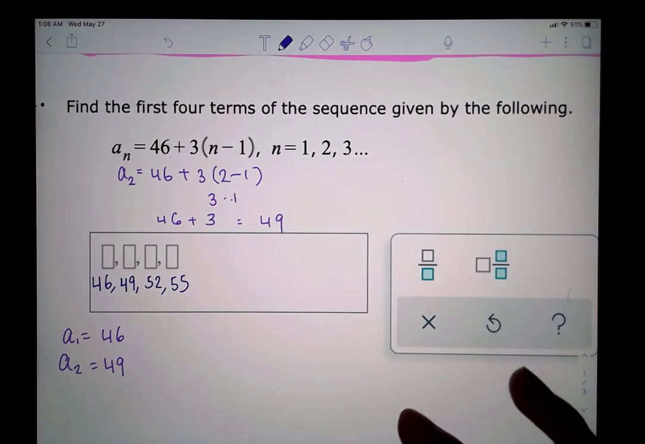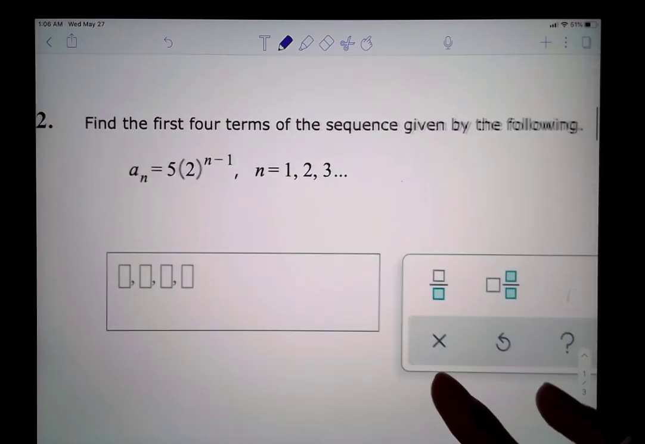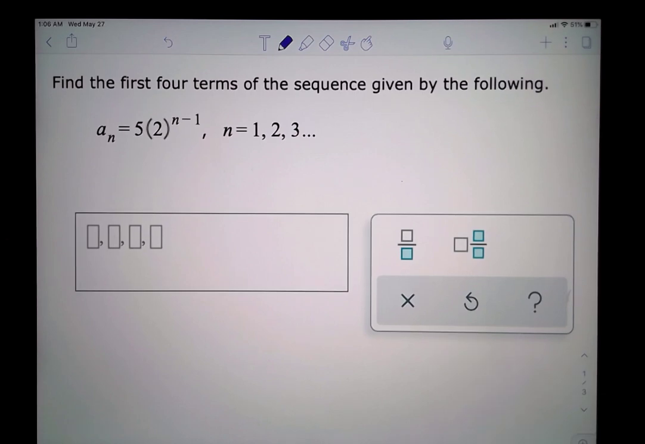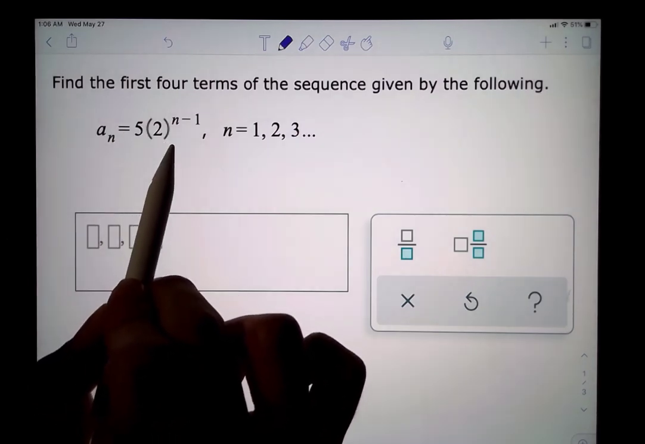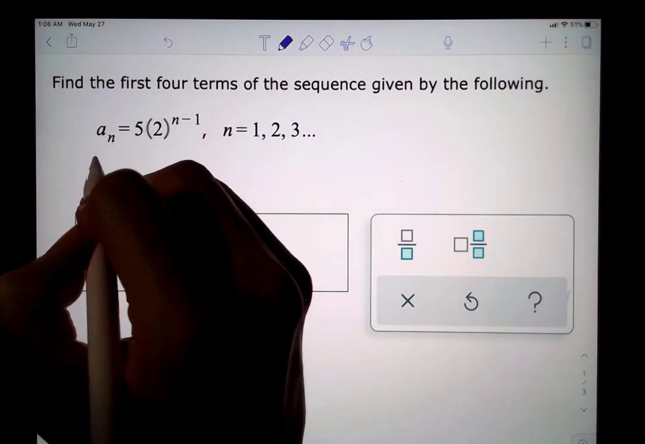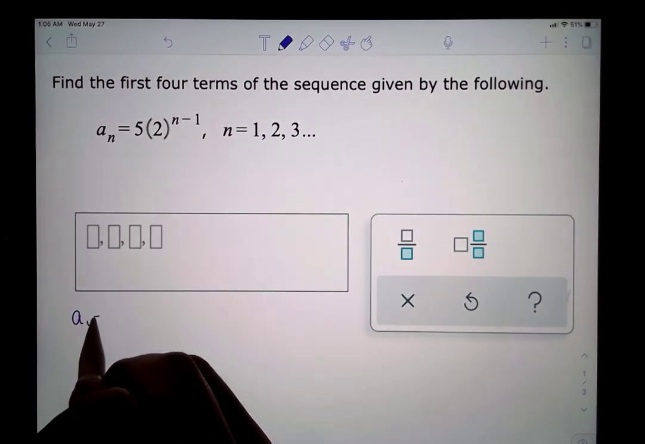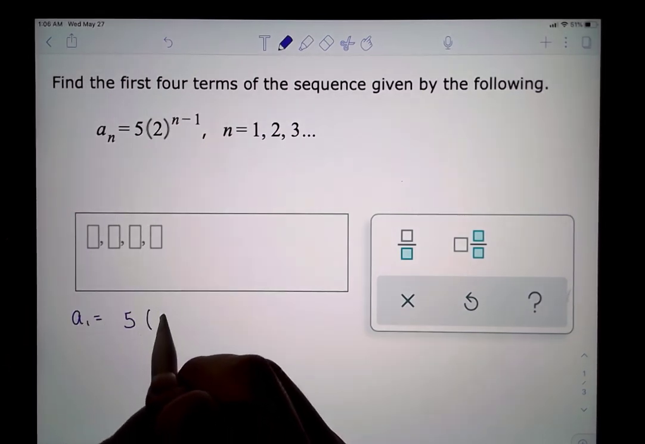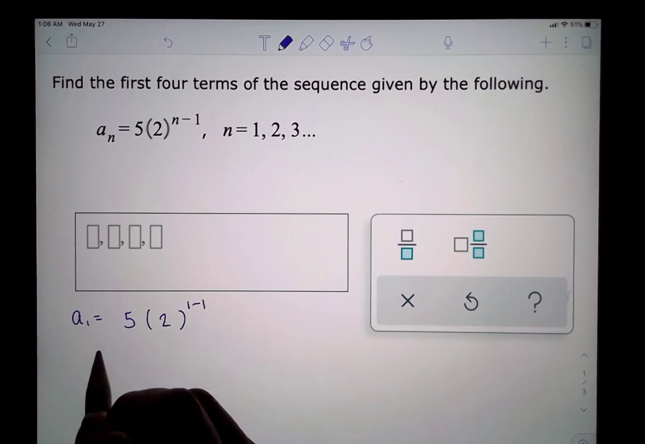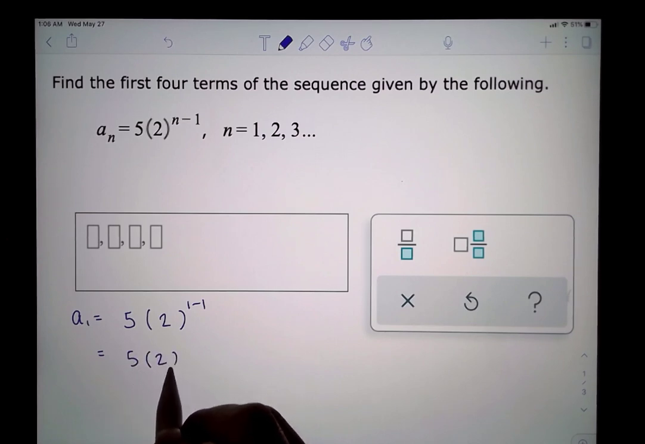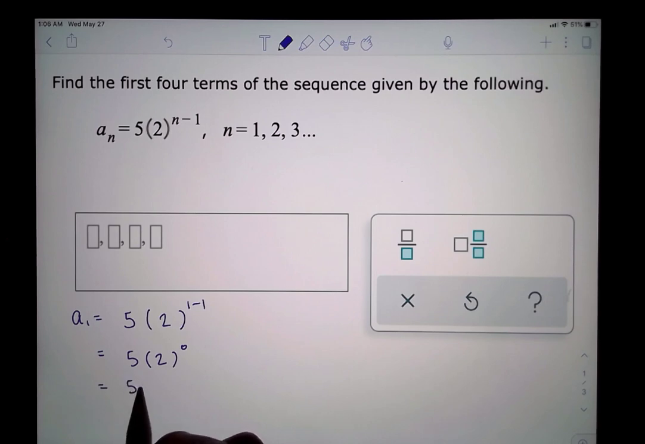Okay? And number 2, it says find the first 4 terms of the sequence given by the following. It's the same thing, but look, this is what? That's a geometric sequence, right? So let's put 1. A1, then you do 5 times 2, and when you put 1 minus 1, then that's 5 times 2 to the 0 power, and 0 power is 1. So 5 times 1 will be 5.